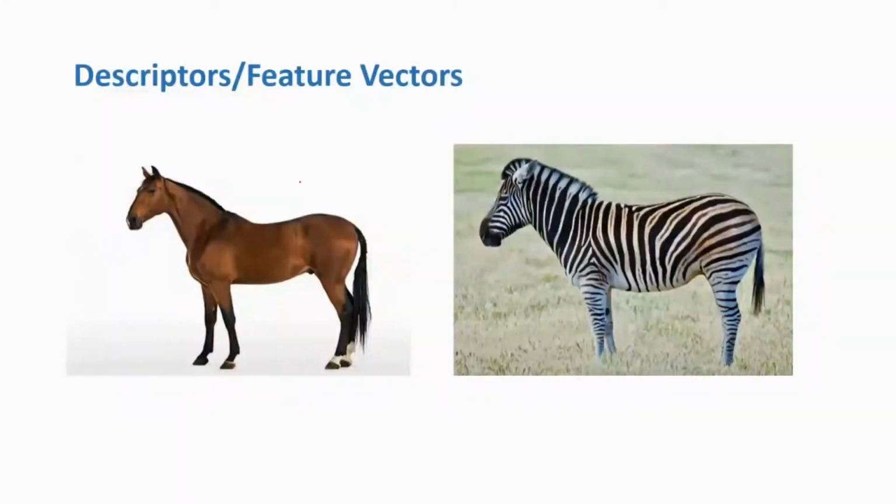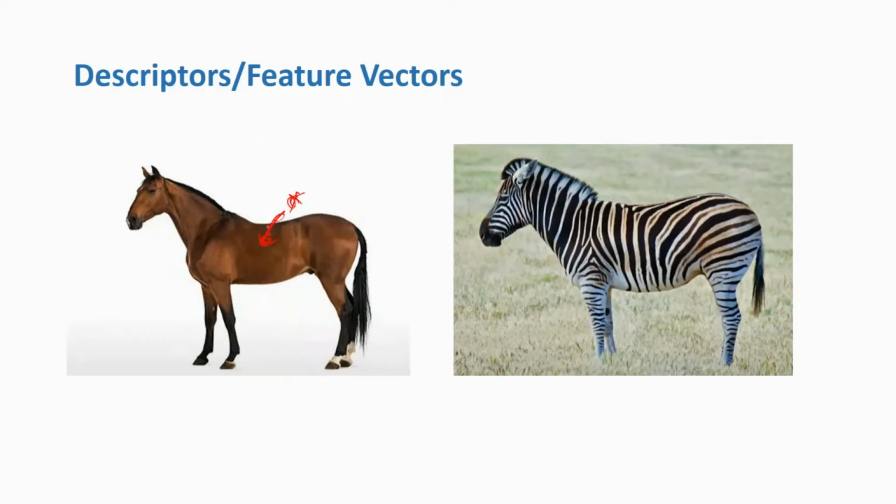Similarly, you can see these two here. One is a horse, another is a zebra. You can easily recognize these pictures because the zebra has some patterns on its body, like checks, stripes on its body. Similarly, the horse doesn't have that. It has some different features, some different colors on its body.